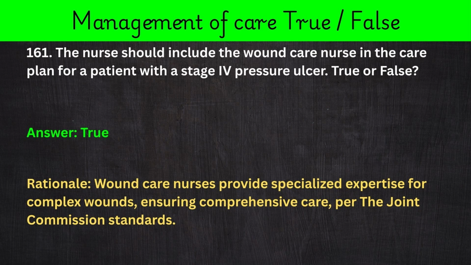161. The nurse should include the wound care nurse in the care plan for a patient with a stage 4 pressure ulcer. True or false? Answer: true. Rationale: wound care nurses provide specialized expertise for complex wounds, ensuring comprehensive care per the Joint Commission standards.